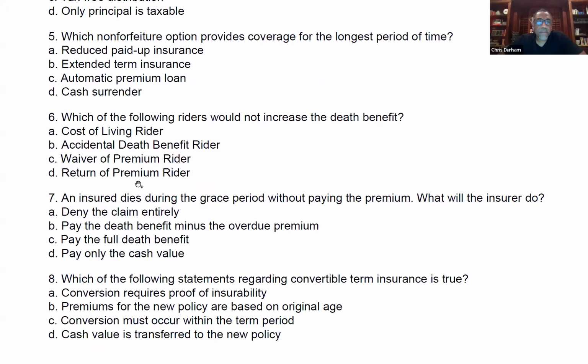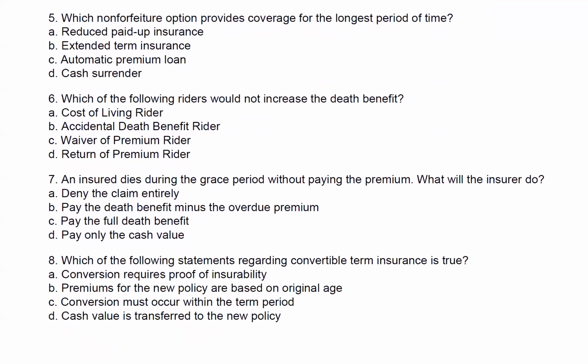Question number 6. Which of the following riders would not increase the death benefit? A, cost of living rider. B, accidental death benefit rider. C, waiver of premium rider. D, return of premium rider. So the first one, I would pick A because I don't think the cost of living would increase the death benefit.